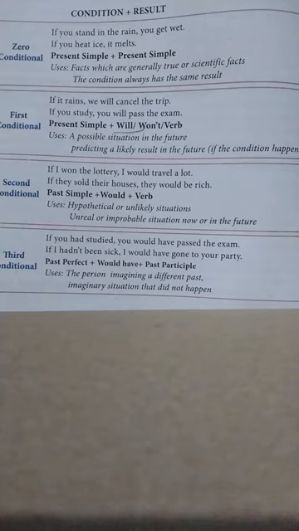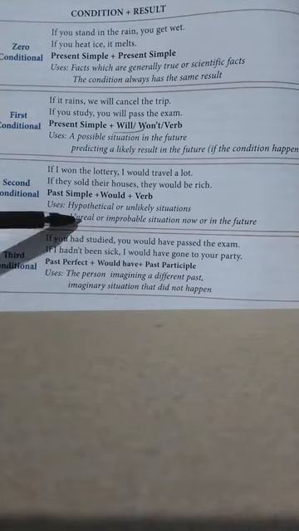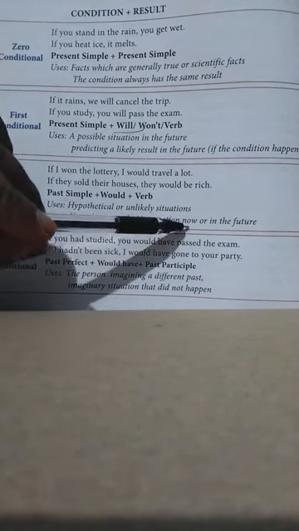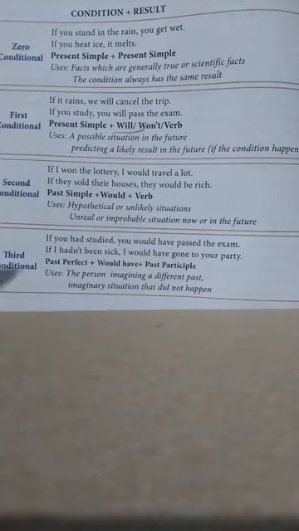Second conditional. What is the second conditional? First, we will go through the uses. Hypothetical or unlikely situation. Unreal or improbable situation now or in the future. What is this new term, improbable? That means you cannot think of it, right? It is beyond the imagination. We call it beyond the imagination. Unlikely situation. Now, what is the formula for that?